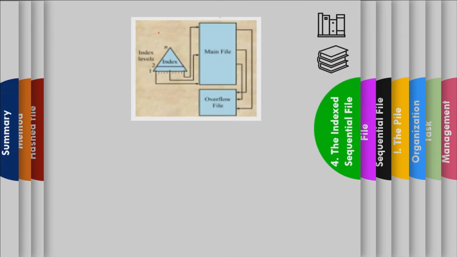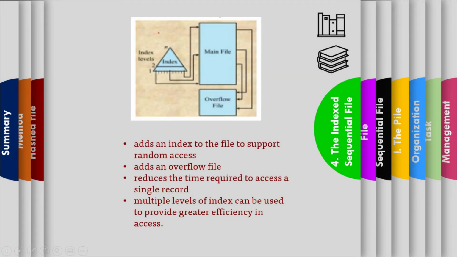Index sequential file. The index sequential file adds an index to the file to support random access and also adds an overflow file. It greatly reduces the time required to access a single record, and multiple levels of index can be used to provide greater efficiency in access.